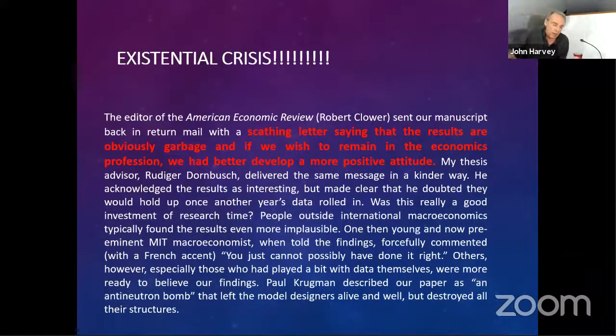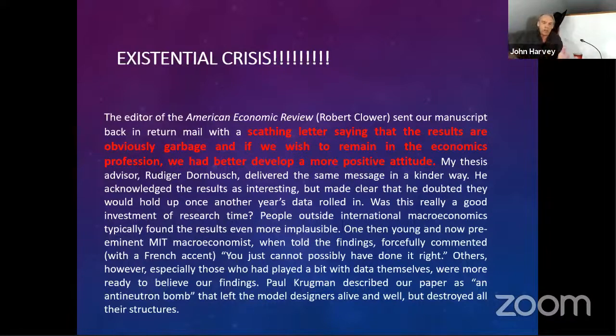This is on Rogoff's webpage. He explains what happened when they sent it out. The American Economic Review is a top neoclassical journal. And as you can see there, the editor sent back their manuscript with a scathing letter saying that the results are obviously garbage, and that if we wish to remain in the economics profession, we had better develop a more positive attitude. What the hell is that?